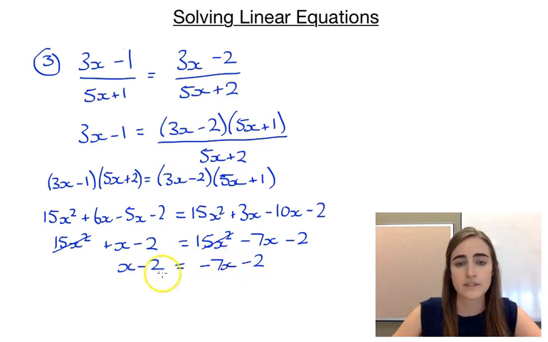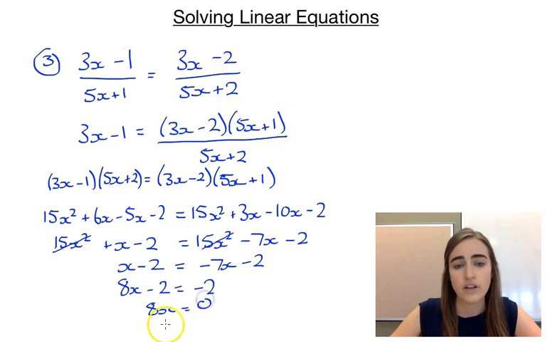We want to get all our x's on one side of the equal sign now, so let's add 7x to both sides. So we'll end up with 8x - 2 = -2. Then we're going to add 2 to both sides to get rid of this one here. So we'll end up with 8x = 0, which means that x = 0.